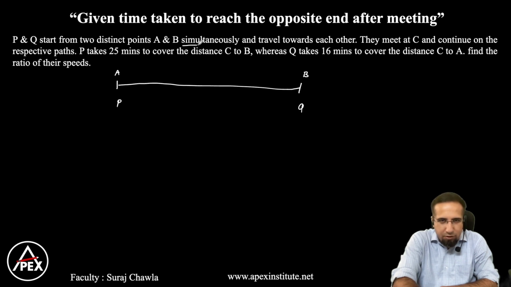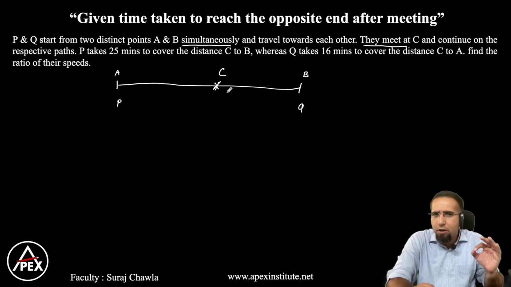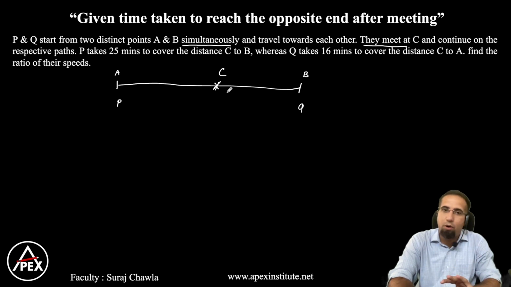These are some keywords of this model: two people move towards each other, and they meet at a point called C. So how is this model derived? I'll come down to the shortcut, but let's understand the derivation, because if the question becomes slightly difficult, then the derivation becomes very important. Okay.